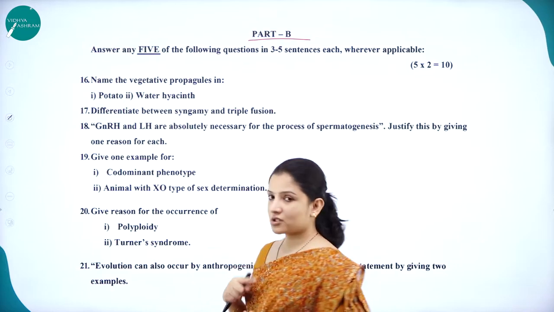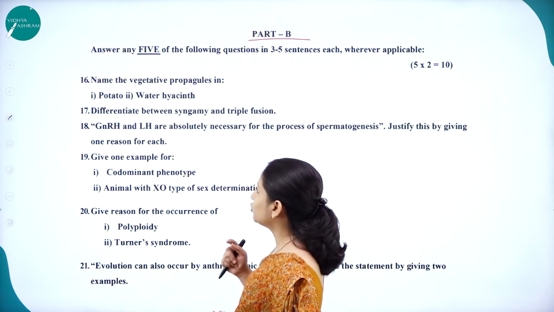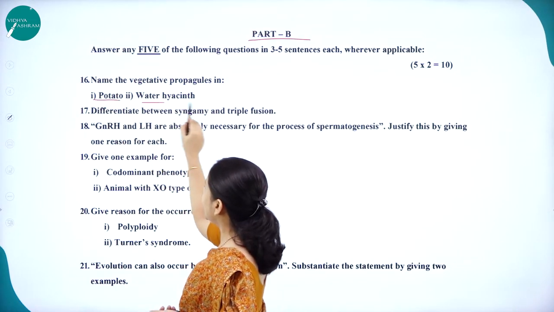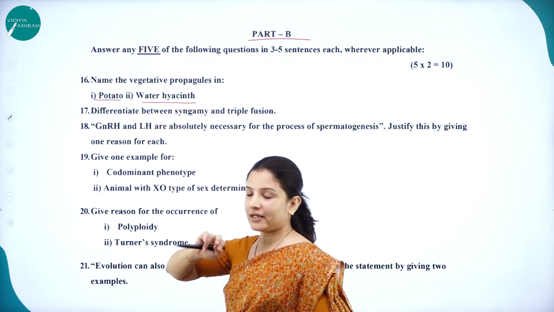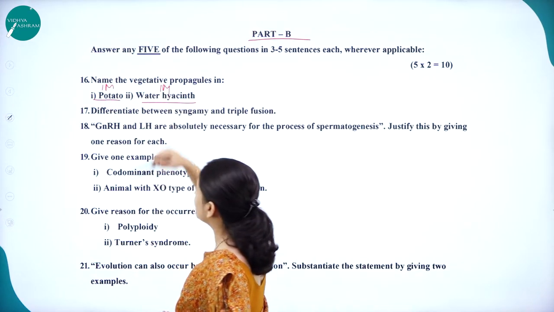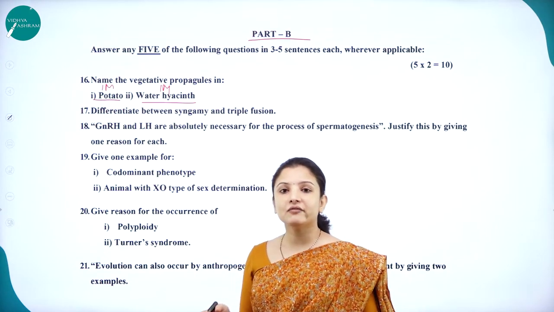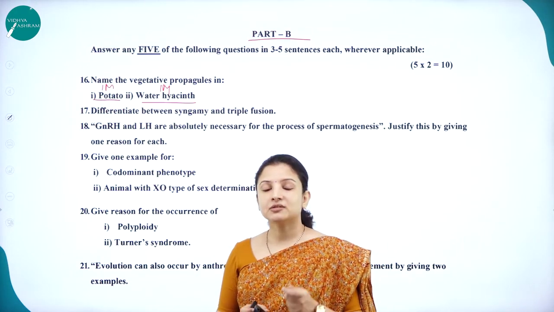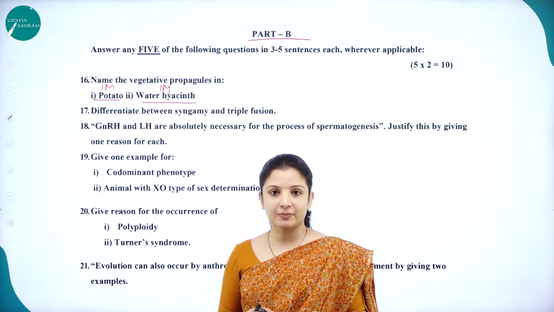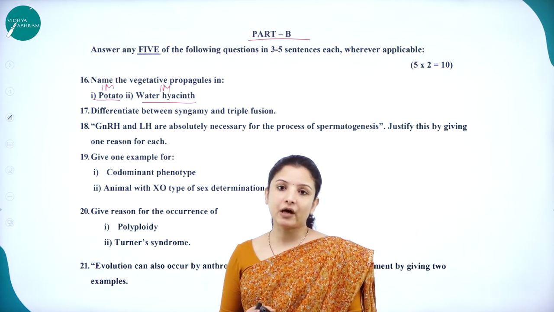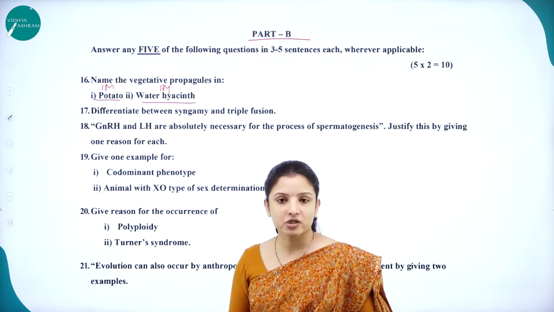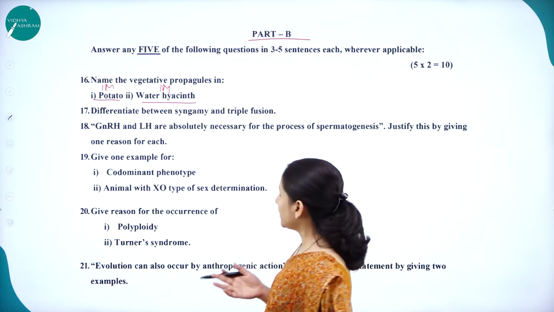Again, here you might notice what they have done: for 2 marks, name the vegetative propagules in potato and water hyacinth. They have asked 2 questions under this, right? Wherein if you write the answer for potato, you'll get 1 mark. For water hyacinth, you'll get 1 mark. That is how they can divide and ask. So that is why sometimes in the blueprint, 1 mark may not be asked from a particular chapter. But in spite of that, you'll have to study the 1 mark portions. Why? Because they can combine one-mark questions and ask a question for 2 marks. So that is why you need to be careful there.